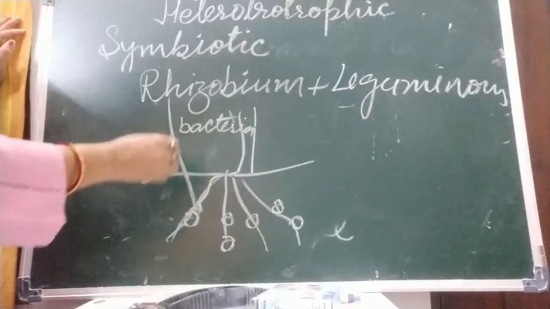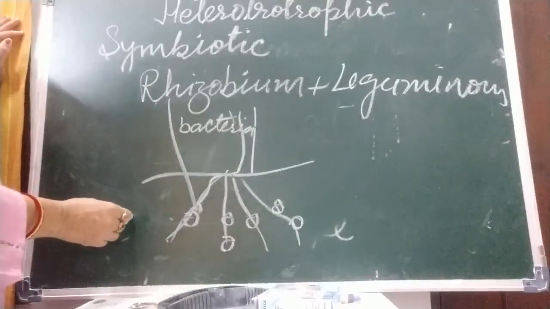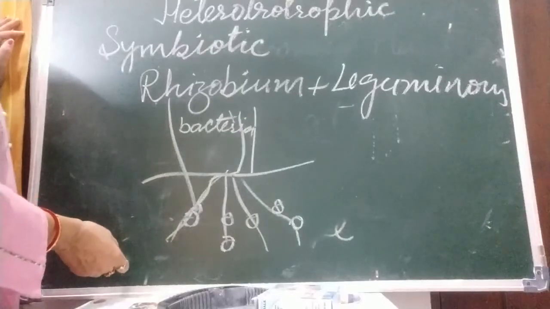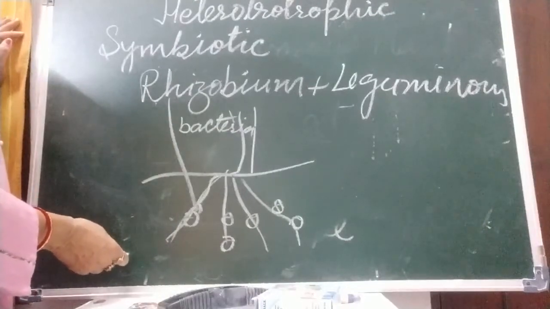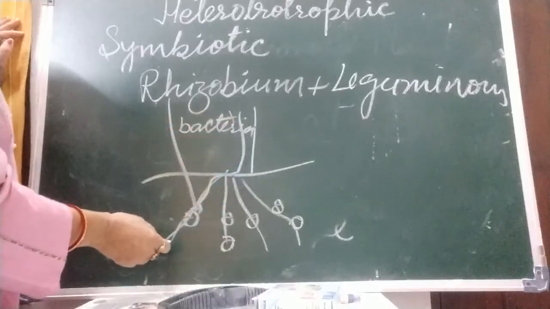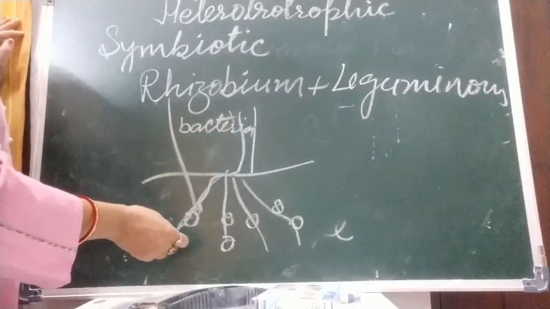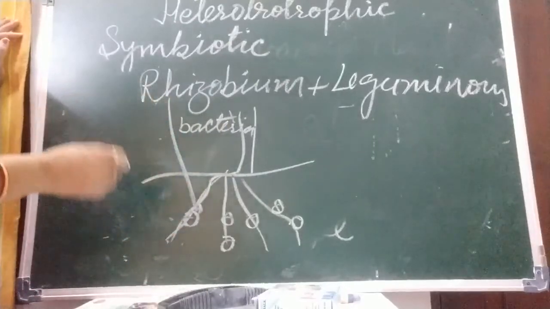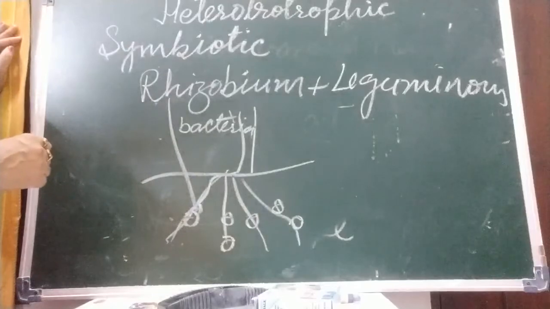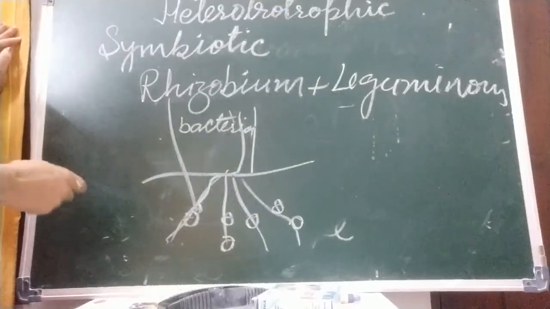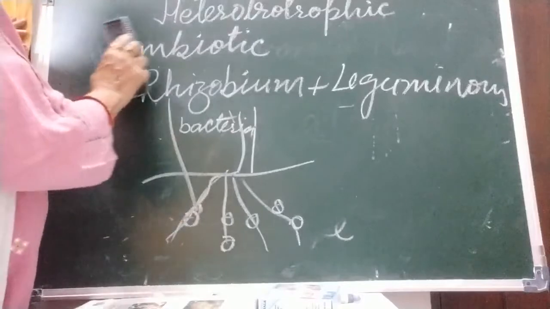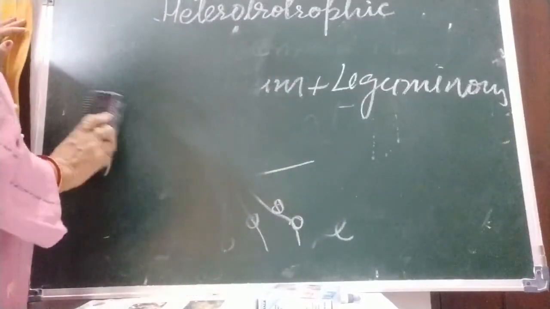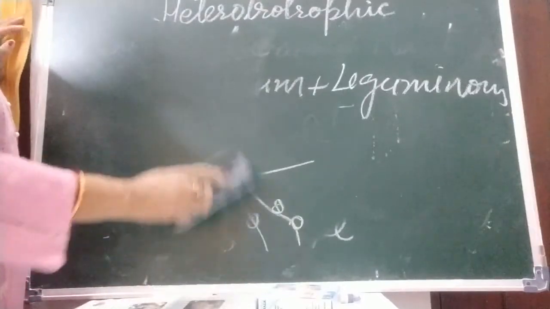What does it do? It converts atmospheric nitrogen into usable nitrogen, like oxides of nitrogen, so that the plant can use that nitrogen. And in return, what does the plant do? The plant gives shelter to rhizobium. So they are helping each other, and they come under symbiotic plants. This way the soil also replenishes.